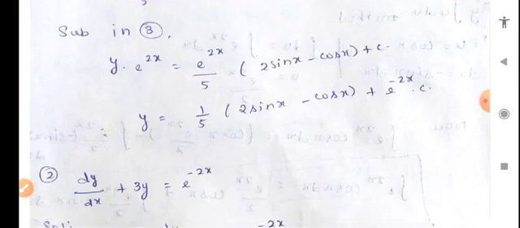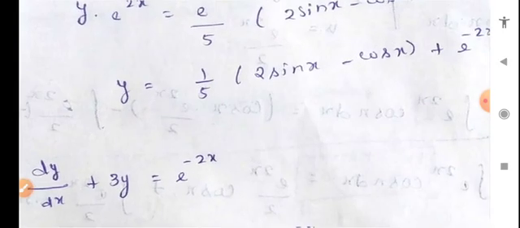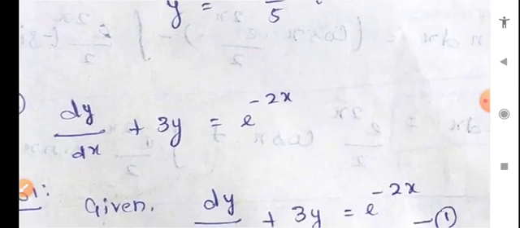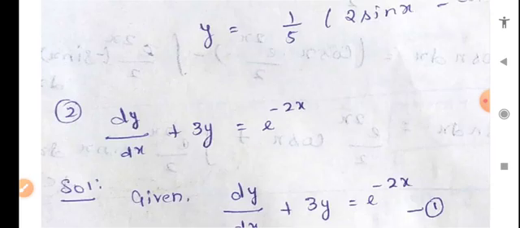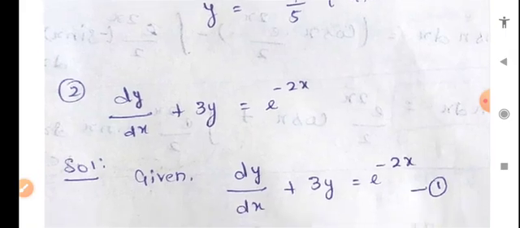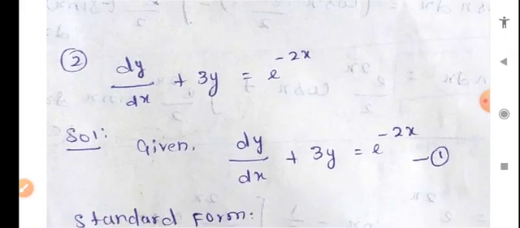Now we can move to the next sum, question number 2. Question number 2 is given as dy by dx plus 3y equal to e power minus 2x. When we look at this sum itself, we can say which standard form it is presented in: dy by dx plus py equal to q. This sum is presented in that form only.